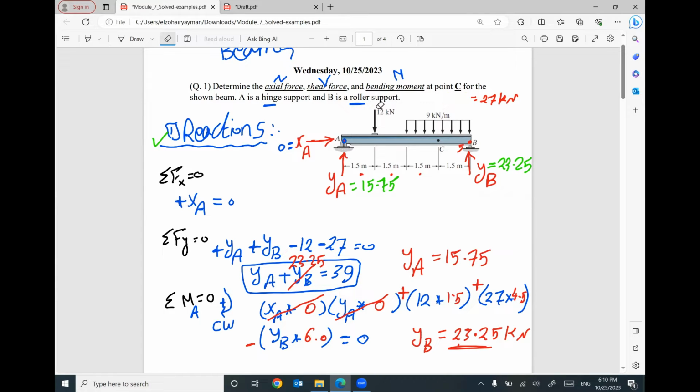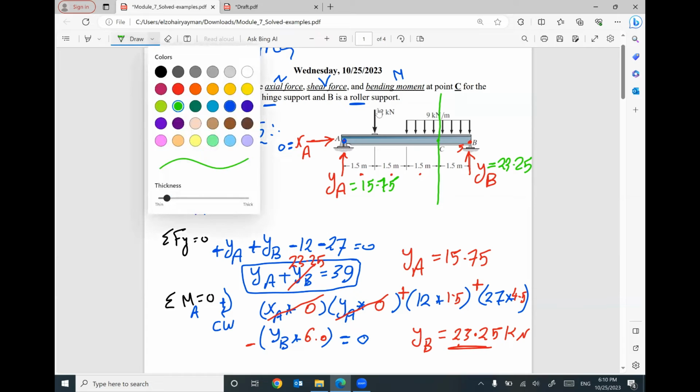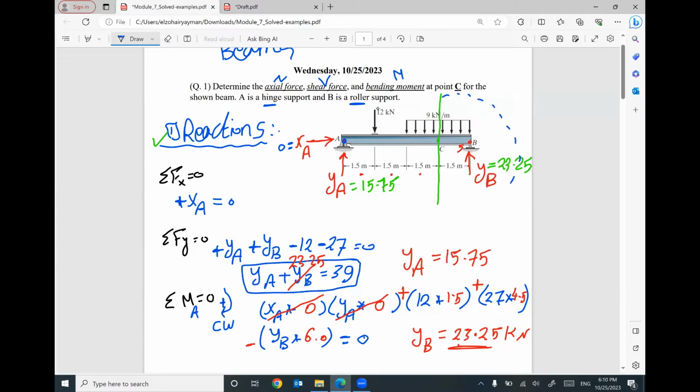The next step, and be careful, I will cut this beam at point C. So I will do cut here. This cut will divide your beam to 2 parts. The first part, one on the right-hand side, and the second part, one on the left-hand side. You have to decide which part I'm gonna use, the right part or the left part.